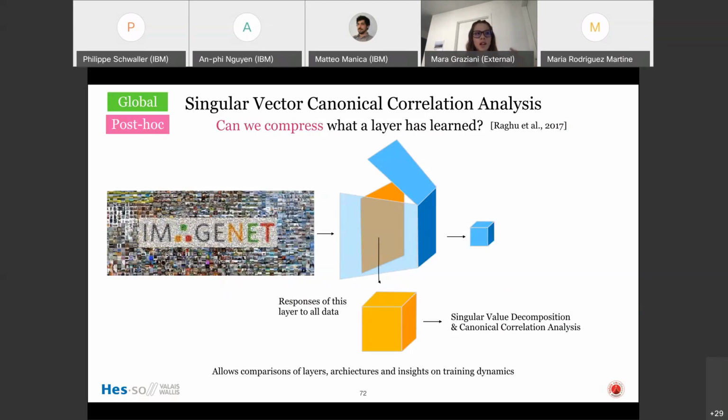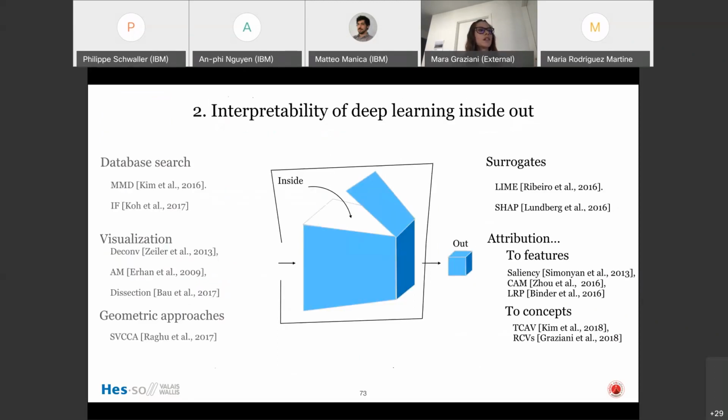Now, all of these activations can be piled up to form a huge tensor that is here at the bottom, which is then analyzed by singular vector decomposition and canonical correlation analysis. So this technique applies quite a different thinking compared to the others, and it gives insights on the learning dynamics, and it allows to compare different layers of different architectures. So for example, we could compare a layer of Inception v3 to a layer in ResNet and see if they learn similar representations.